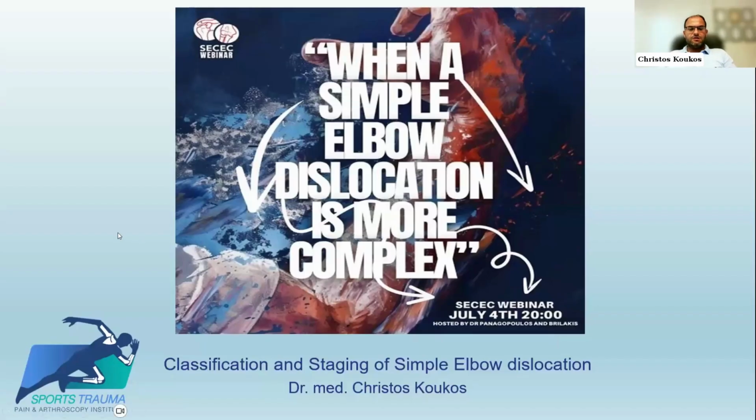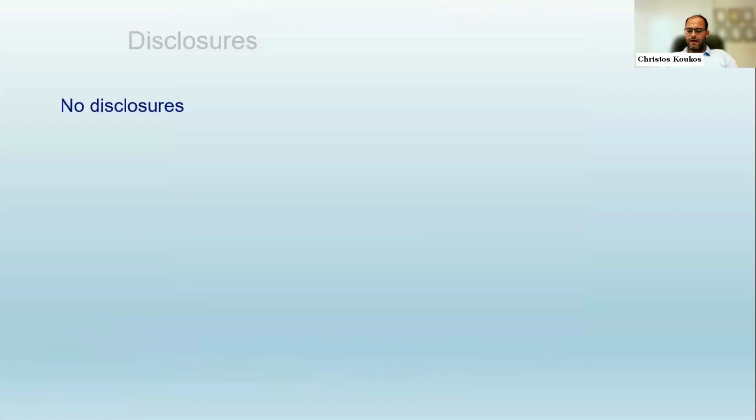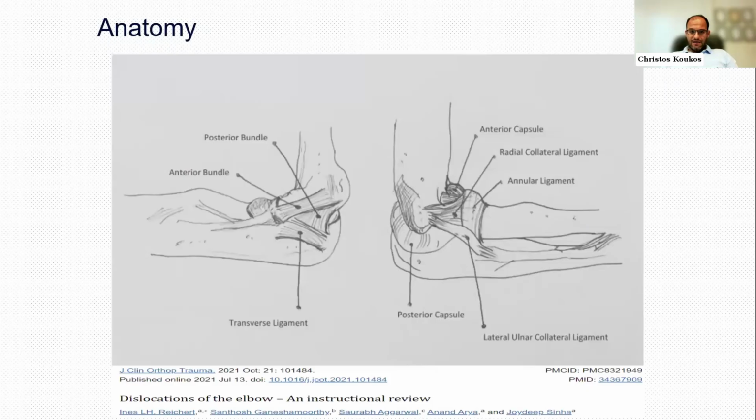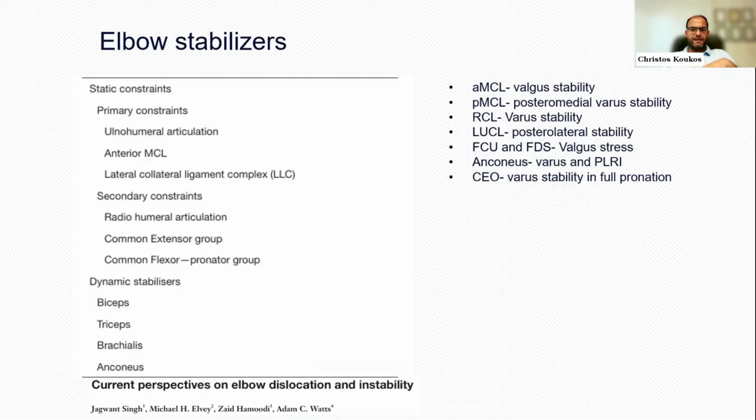As you said, I'm going to talk about classification, or maybe it's better to say classifications, because there is more than one that we have in the staging of the simple elbow dislocation. I have no disclosures. The anatomy is really important to know, especially for the medial and lateral side, because we have all the elbow stabilizers that play an important role.